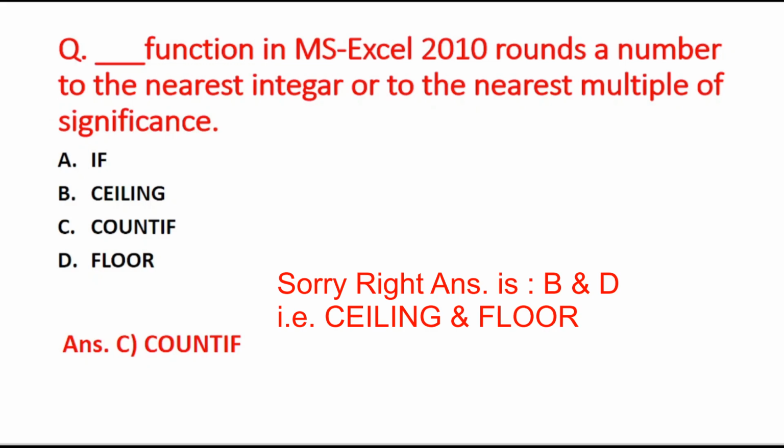ओके, जो सीलिंग फंक्शन है ये नंबर को अप की तरफ राउंड करता है और जो फ्लोर फंक्शन है वो डाउन राउंड करता है. ओके, तो दोनों आपको वैसे पता है, हम काफी डिस्कस कर चुके हैं इन दोनों फंक्शन को. सो इसका राइट आंसर वैसे बोथ आएगा, दैट इज B and D, okay, ceiling and floor function.